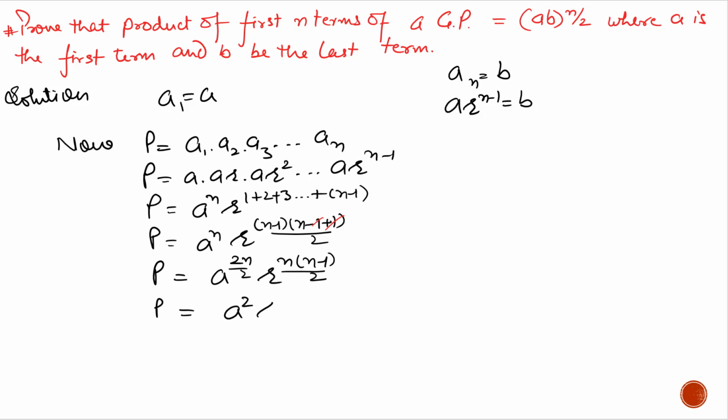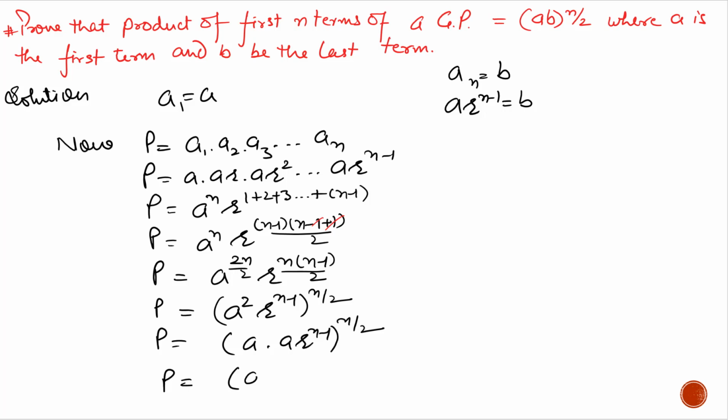Now in A, the power divided by 2 and multiplied by 2. Now if we take n by 2 common, we have A square into R raised to the power n minus 1, whole raised to the power n by 2. A square can be written as A into A. So we have P equals (A multiplied by R raised to the power n minus 1) whole power n by 2, and A into R raised to the power n minus 1 is B. So the product is (AB) whole raised to the power n by 2.